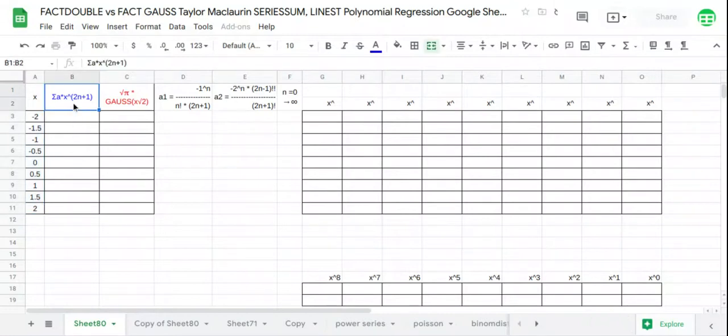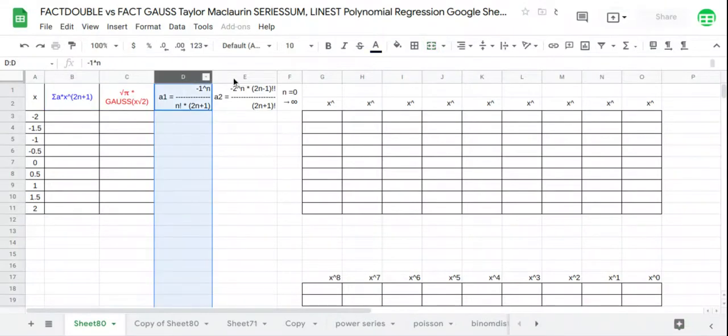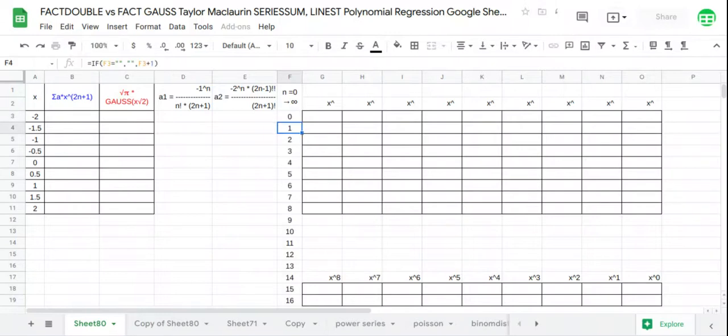We give you the formula of the expansion, which is the summation of a times 2 times x to the power 2n plus 1. A can be in the form of a1 or a2, and the value of n from 0 to infinity. We start from 0 up to infinity. 16 is good enough. Now we continue with the factorial coefficient.